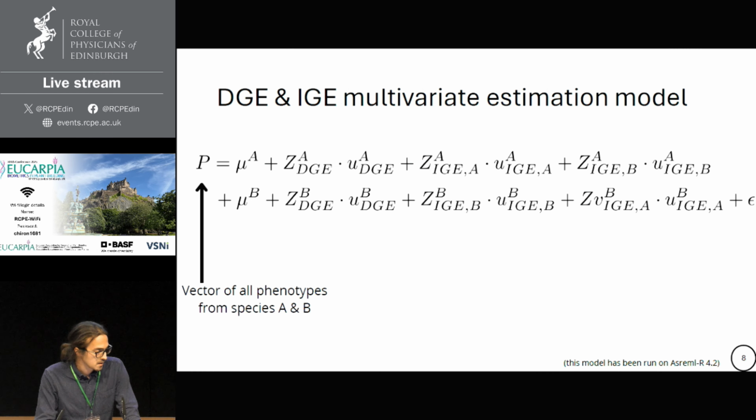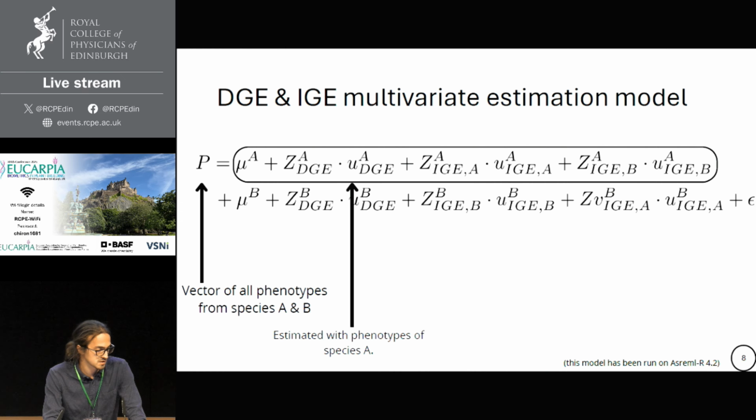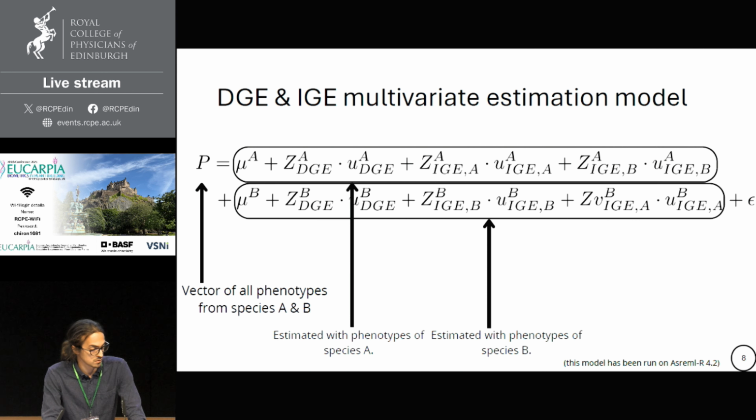So we didn't test it out. So here is the big one, the model. The model is a multivariate estimation model, and we use it to estimate the genetic effects of both species at the same time, because one is affecting the other, and we have to do it together. So in P, we have the vector of all phenotypes from both species, A and B, in a long format. And after that, we make some estimations. The first line in this model is estimated thanks to the phenotype of species A and not the phenotype of species B. And the second line is the genetic effects and means estimated with the phenotype of species B and not the phenotype of species A.